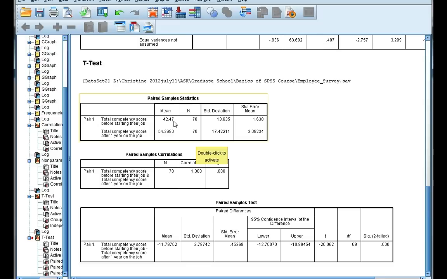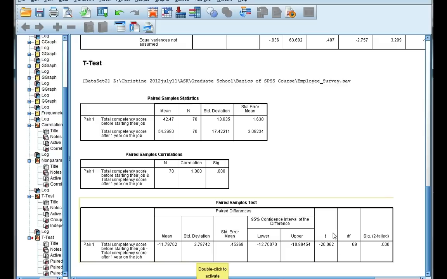So if I take 42.47 and I subtract 54.26, I'm going to get a value of minus 11.79. And SPSS always calculates the mean difference as the first mean minus the second mean. So it will always be that way. The standard deviation, that's the standard deviation of my differences. That means that for each employee, SPSS has calculated a difference between their total competency before and total competency after. And then this is the standard deviation of all those differences. You don't have to worry too much about this value here.